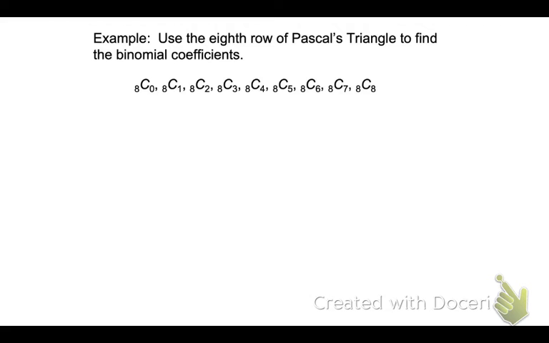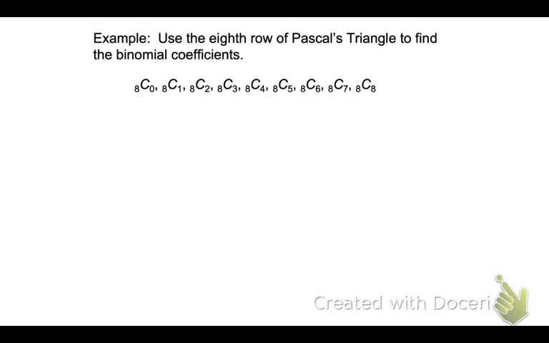Okay, everyone looking at their 8th row? Yeah. What is the 0 term? 1. What's the first one? 8. So I have 1, I have 8, I have 28, 56, 70.